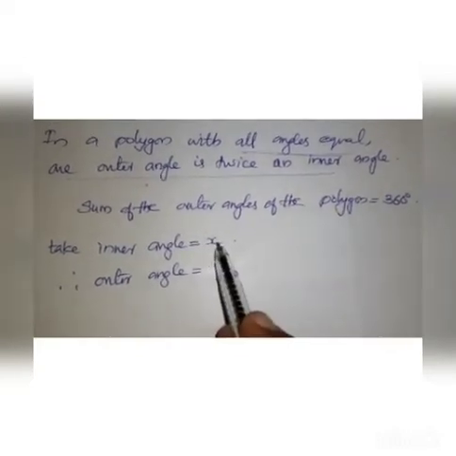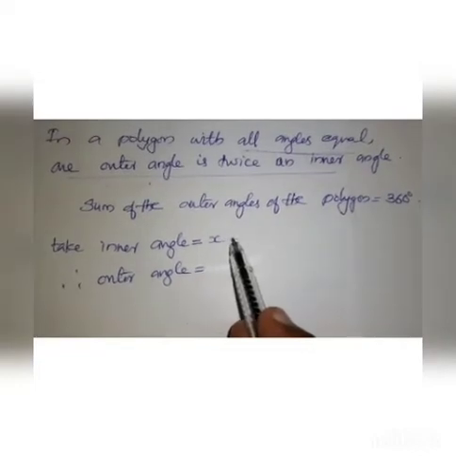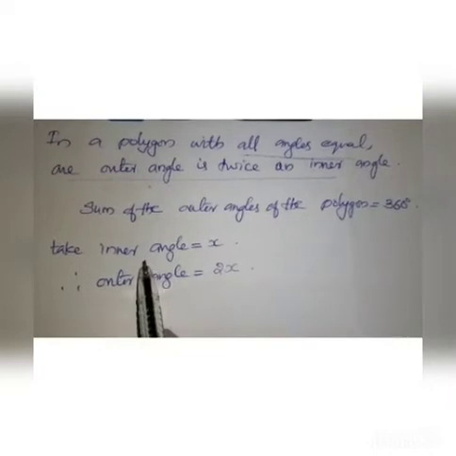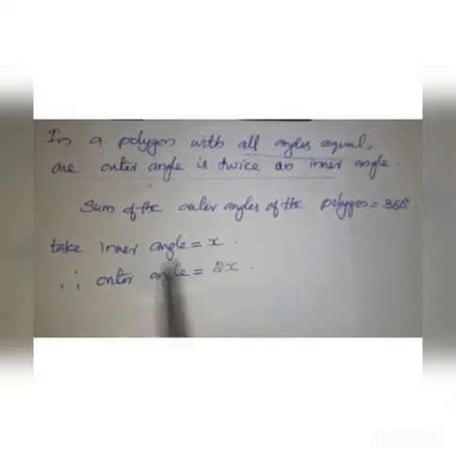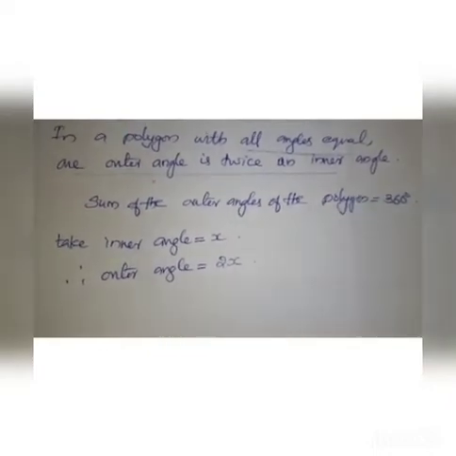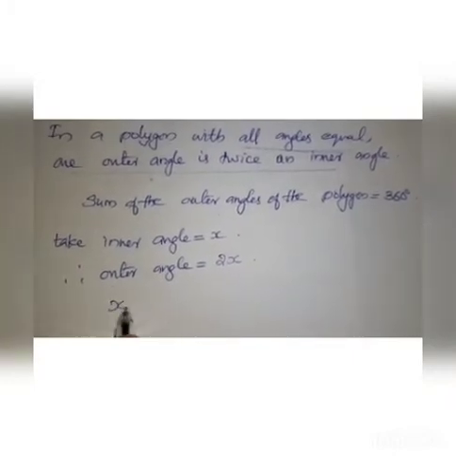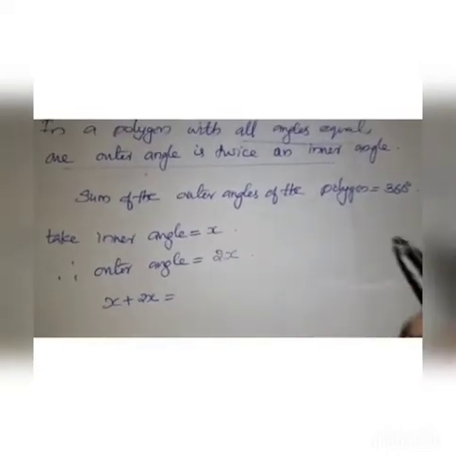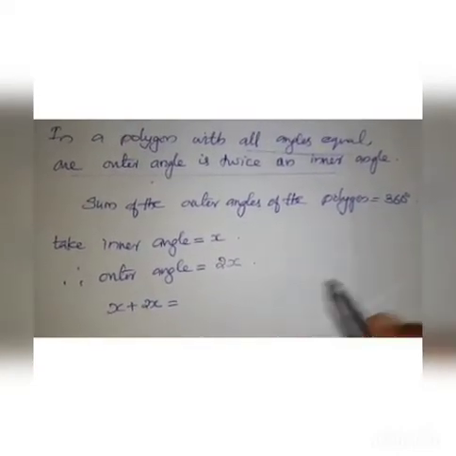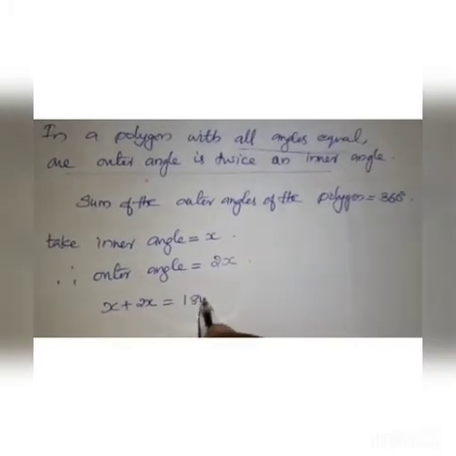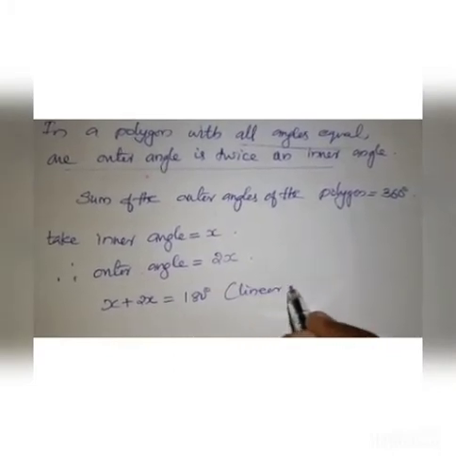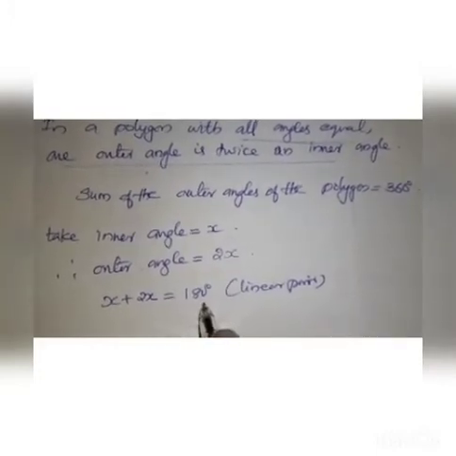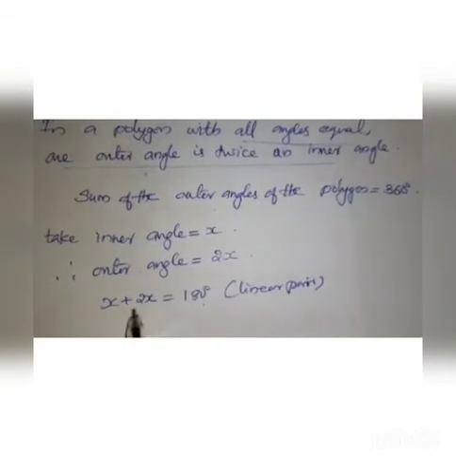So the inner angle we can take as x. So what about the outer angle? It is twice, so 2x. And the sum of inner angle plus outer angle is how much? So x plus 2x is one inner angle and outer angle. How much will come? It will be 180 degrees. That is a linear pair. An inner angle and outer angle together is 180. So x plus 2x is 180.